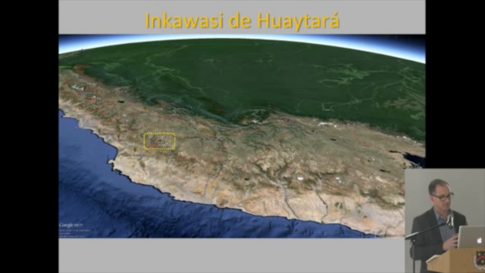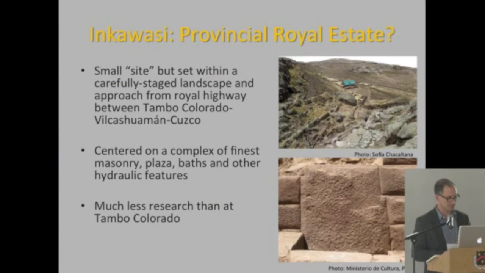It's built around a hydraulic feature. This is some of the finest masonry types that we find in the empire. I mean, if you were a commoner walking into this place, you would be killed for walking into this place, right? Very exclusive spaces. Set in this landscape, framed in a very specific way, working with the royal highway as it enters and leaves. Not a lot of research here, so not as much to really say.